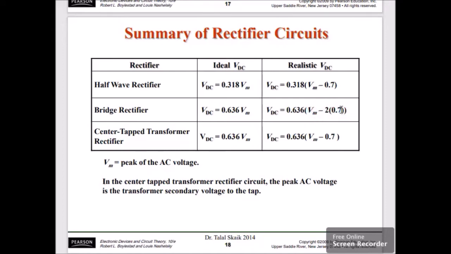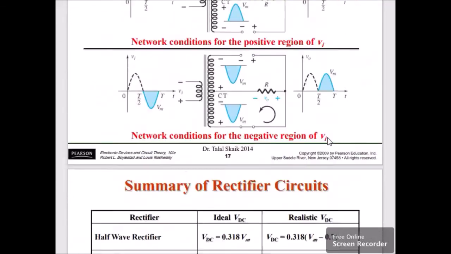2 because meron tayong full wave po tayo dito sa ating bridge rectifier. Okay? Kasi dalawang diode yung nag-o-on during an alternation. Say positive or negative, dalawang diode. So, meron tayong dalawang 0.7 dito. This one, although full wave siya, pero minus 0.7 lang po tayo. Because if you notice, during positive alternation, say for example, meron ka lang isang diode. Tama po ba? Isang diode lang.